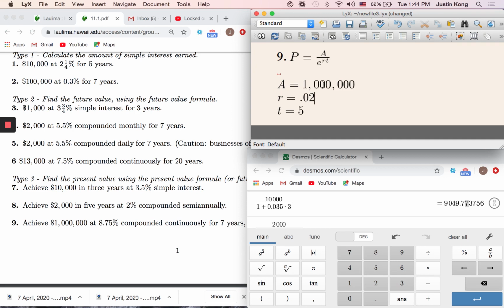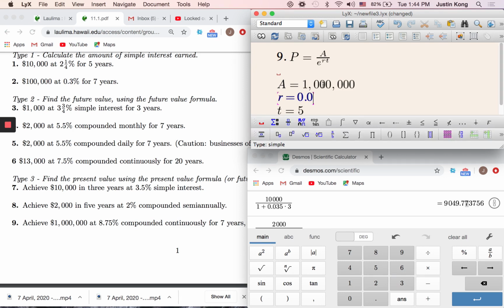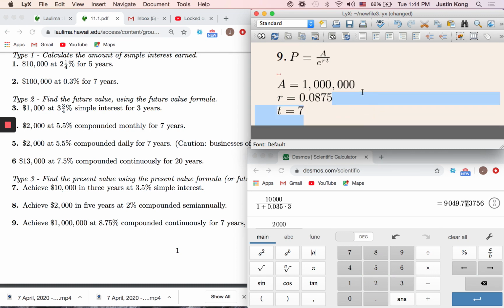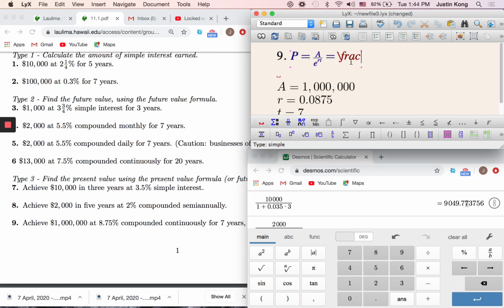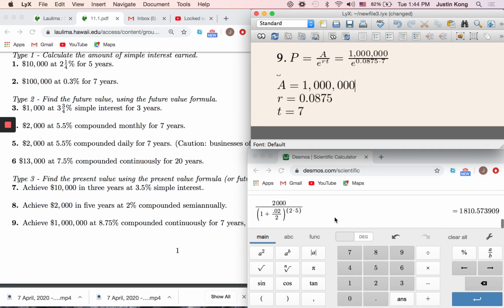R is 8.75%, so 0.0875, compounded continuously for 7 years. So T is 7 years. How much should I put in now so that I will end up with $1 million? Let's fill in our values. That's going to be 1 million on top. The bottom is e to the 0.0875 times 7, like that.